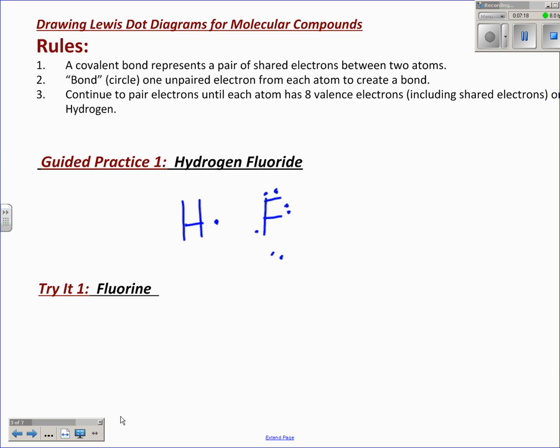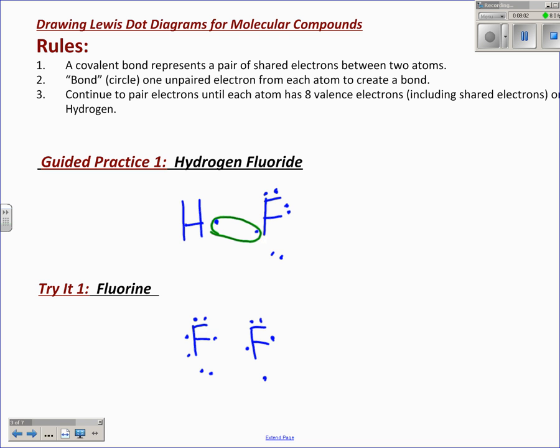Hydrogen has 1 unpaired. If I take the 1 unpaired electron from each atom and circle it, now hydrogen would be stable because it has 1 shared pair of electrons around it, or 2. And fluorine has a stable octet, 2, 4, 6, and the pair makes 8. You try it. Turn off the tape and try it for fluorine. Okay, now keep in mind that fluorine exists as a diatomic. So you have 2 fluorine atoms bonded together. Each one has 7 valence electrons.